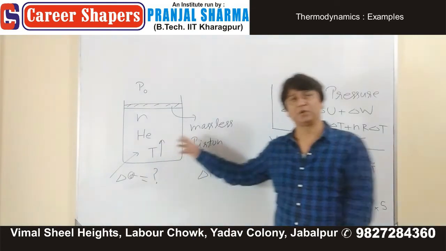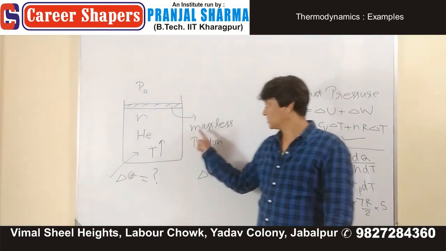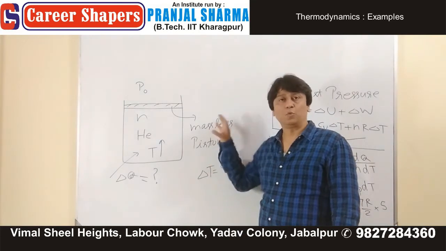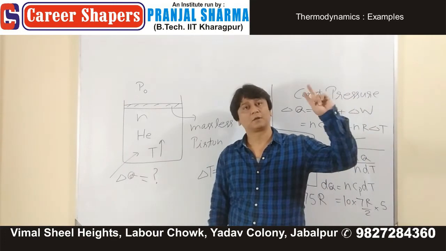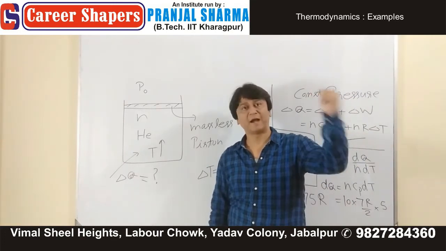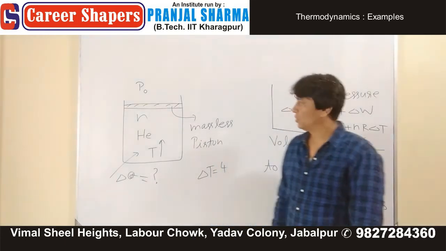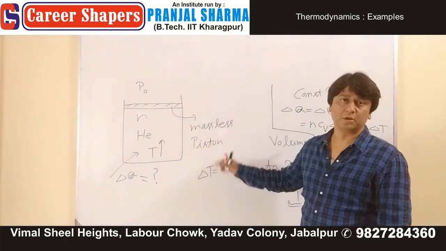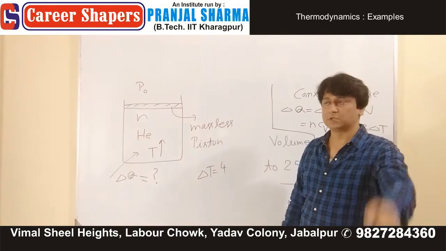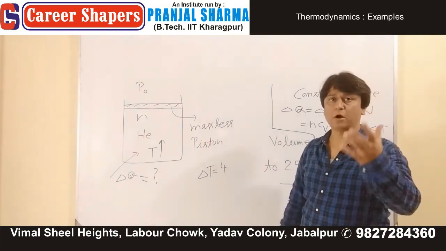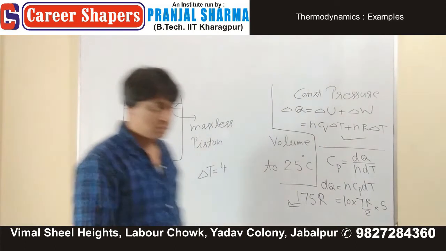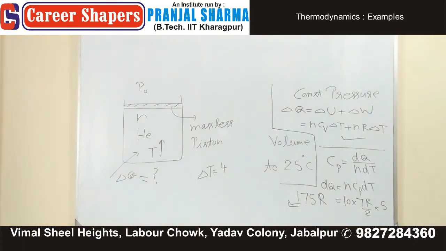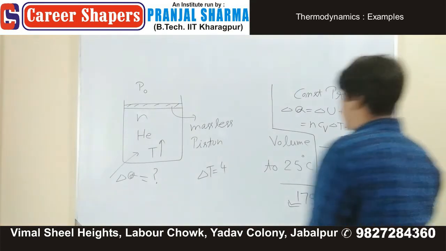I'll ask the question in this form. It's a massless piston. What type of process do you see? Isothermal, isobaric, isochoric, adiabatic. Think about this. Once I say it's a massless piston, what type of process is it? If you can think about this, if you can answer this, you can answer the question. Very good. It's an isobaric process.